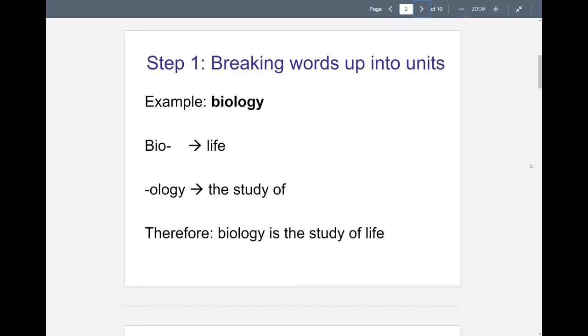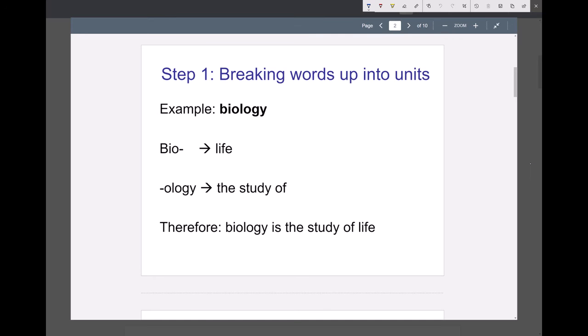So let's use a word as an example. Here we have the word biology. So the individual letters, well, there's B-I-O-L-O-G-Y. Yes, there are 7 letters, but certain letters group together to form parts of words. So we have B-I-O or bio, and you probably use bio for short anyway, but bio means life.